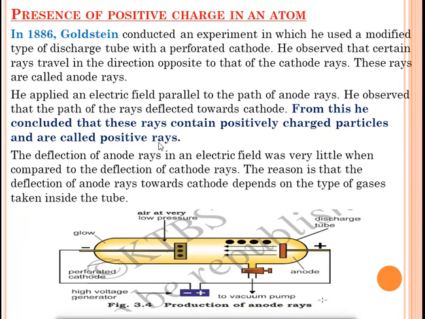They are called positive rays. The deflection of anode rays in an electric field was very little when compared to the deflection of cathode rays. The reason is that the deflection of anode rays towards the cathode depends on the type of gas taken inside the tube. In the J.J. Thomson experiment we studied that with different gases the result was the same. But in the case of anode rays, the result was different for different gases. So the deflection is very small in this case.